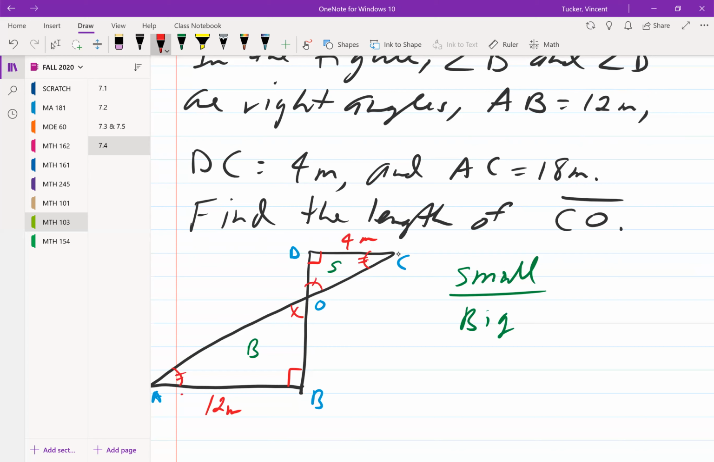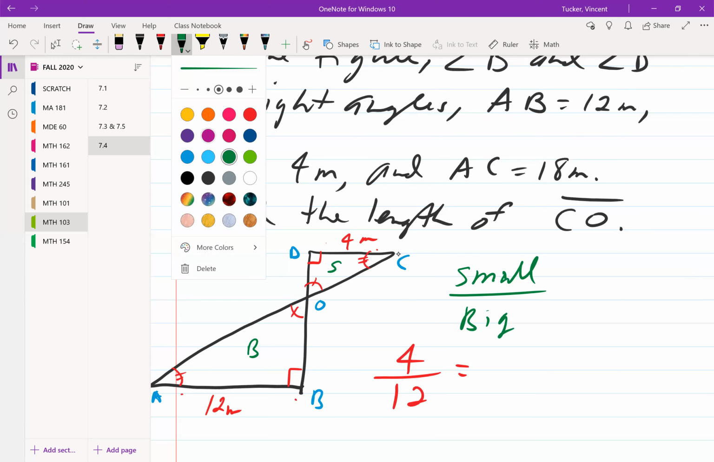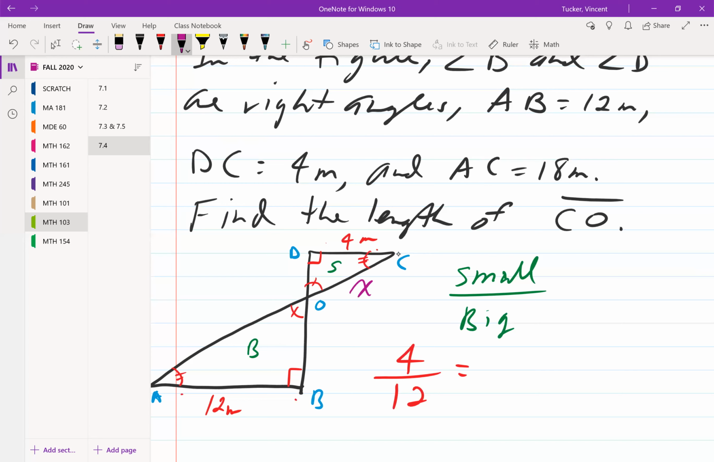So now the bottom sides that are equal. Notice we have the double slash and the 90 degree here, double slash and 90 degree here. That lets us know that those are the corresponding sides. So that's the first part of our setup. That'll be 4 over 12. And then looking at AC, we know that the whole side of AC is 18 meters. And so what we have to do here is call one side X and call the other side 18 minus X.